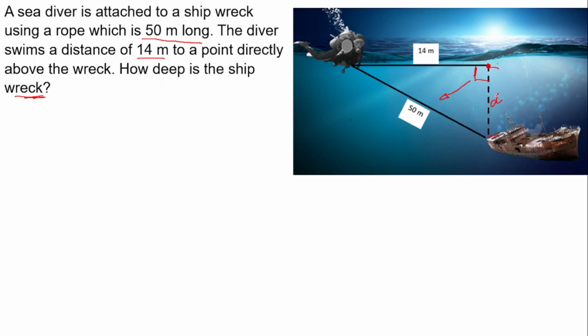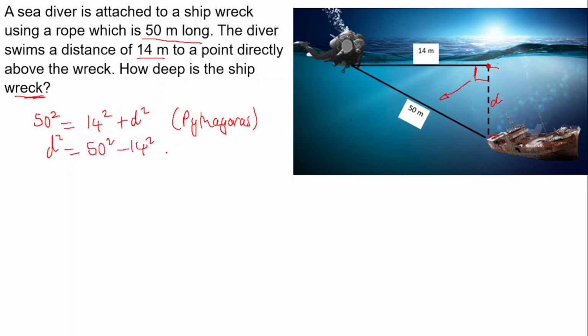If you're finding a side which is not the hypotenuse, you subtract the square of the given side from the square of the hypotenuse. But if you want, you can even start with the Pythagoras theorem and say hypotenuse squared, which is 50 squared, is equal to the other side squared plus the other side squared, like this. Pythagoras. Okay, you can do like that, it's fine. Or if you want, you can say d squared is equal to 50 squared minus 14 squared. It's still fine. And then you write your reason Pythagoras. This is after we subtracted 14 squared from both sides of the equation, right?